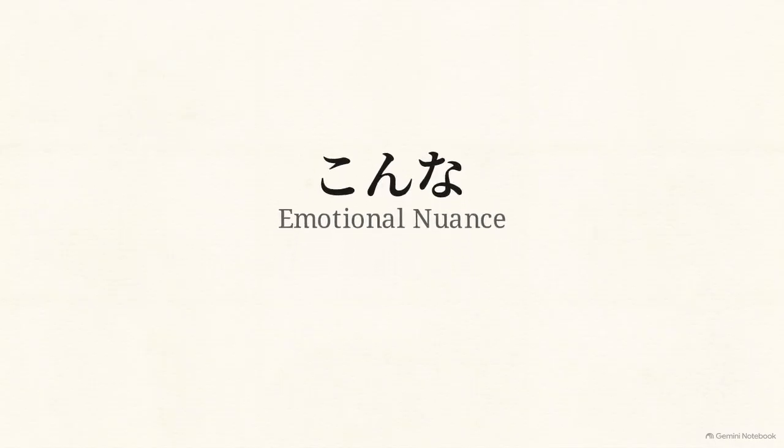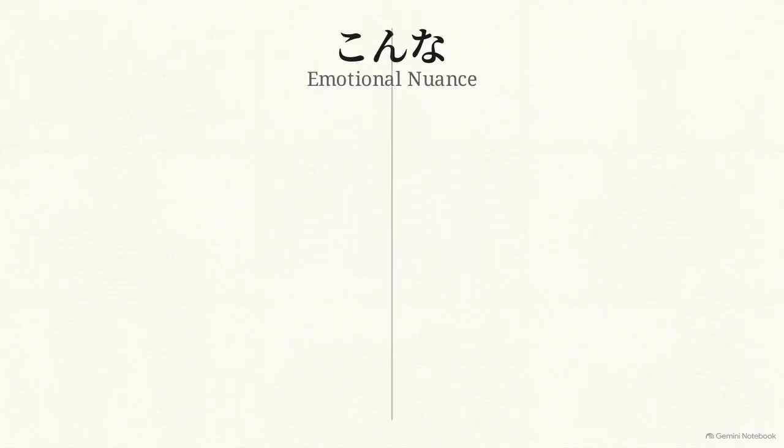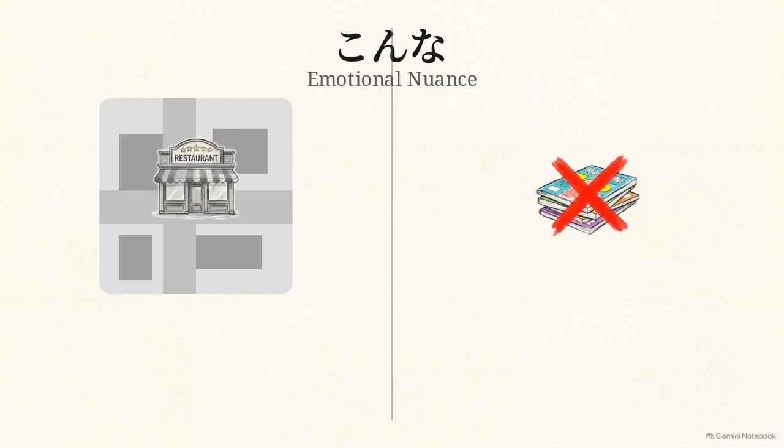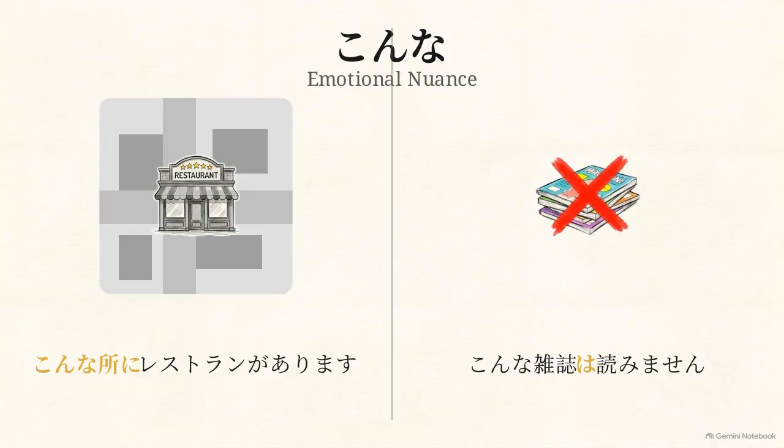Pointing out physical objects is only half of what this word does. This split-screen diagram illustrates how native speakers use Konna to communicate their personal feelings. On the left, a 5-star restaurant icon sits inside a map, and on the right, a magazine is stamped with a rejection symbol. Konna frames a situation as extreme or unexpected. If you stumble upon a high-end restaurant in a bizarre location, pulsing vectors emphasize "konna kokoro ni," meaning "in a place like this," to communicate your immediate shock to the listener.